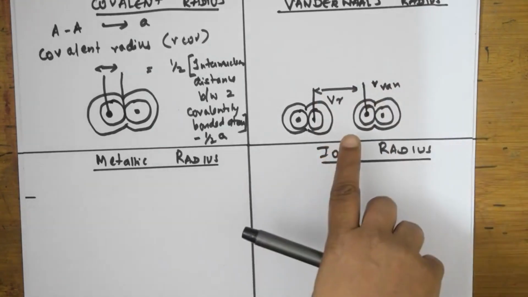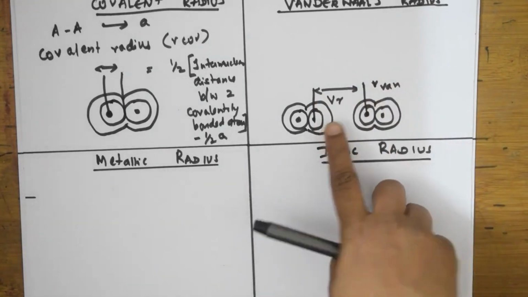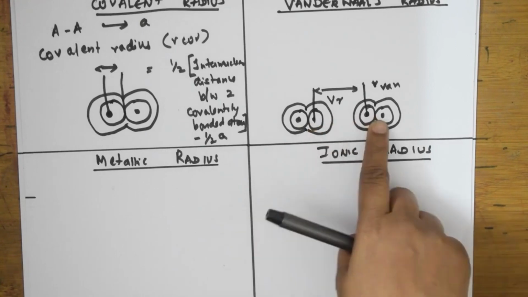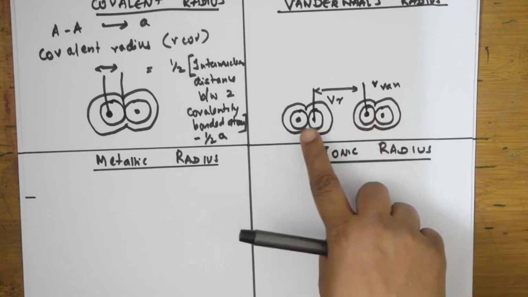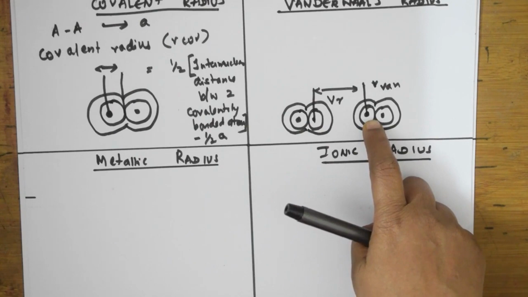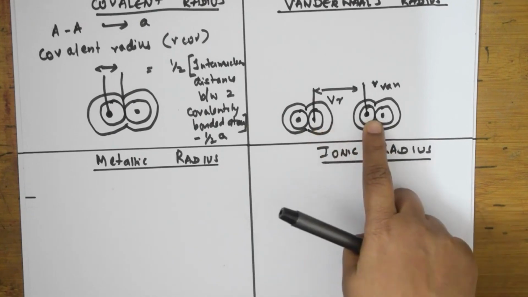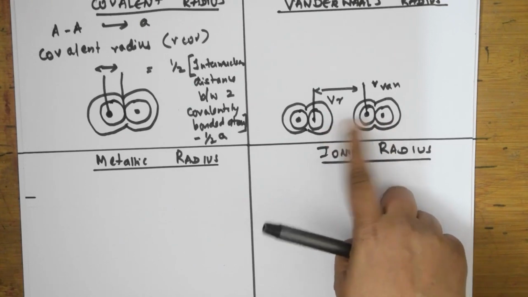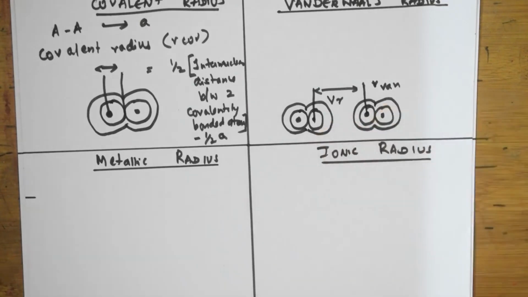So I hope, students, it is clear. If you want, I'll repeat it again. Please note, it is one half of the distance between two nuclei of two non-bonded isolated adjacent atoms belonging to two neighboring molecules, that is van der Waals radius.